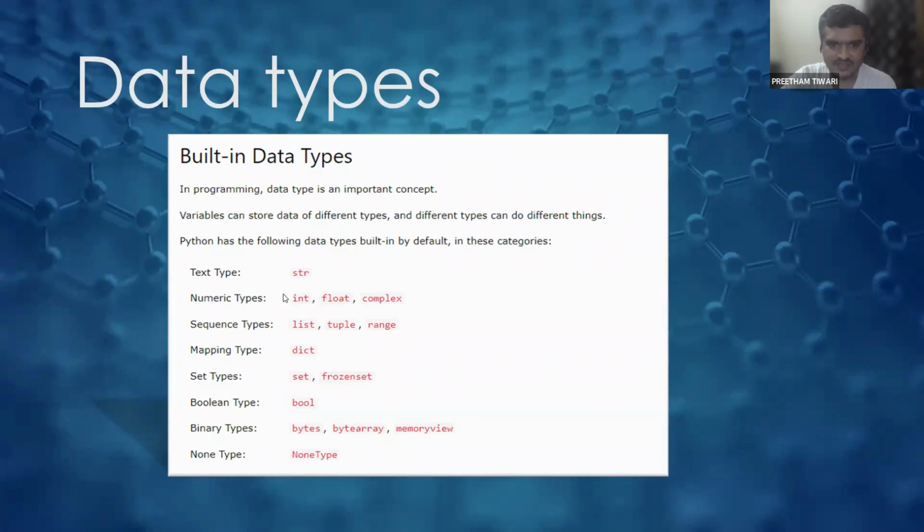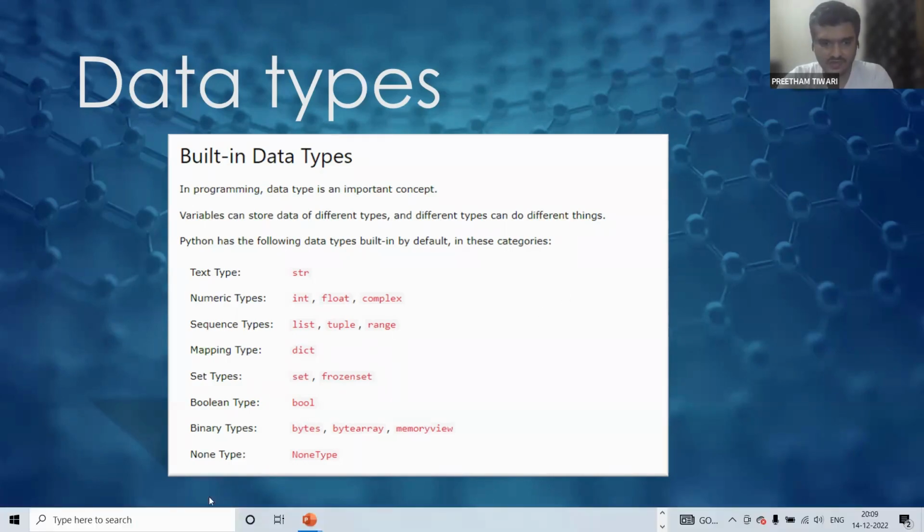So these are some of the inbuilt data types in Python. We looked at them yesterday as well. Like in text, we have string. In numeric, we have int, float, and complex. Sequence is list, tuple, range. Mapping is dictionary. Set types are set and frozen set. Boolean is true or false. Binary and none type. So these are the data types. So to get started, I'm going to open my Anaconda.